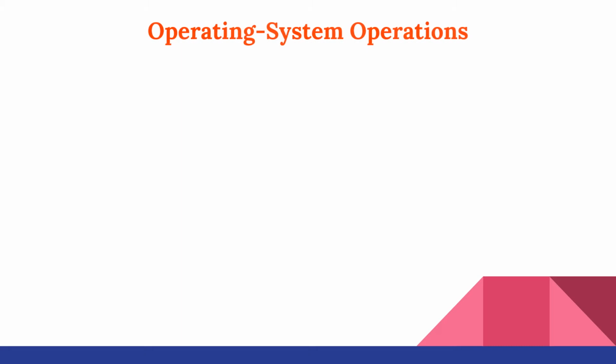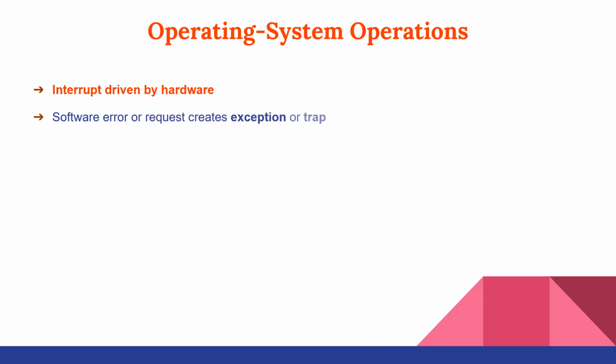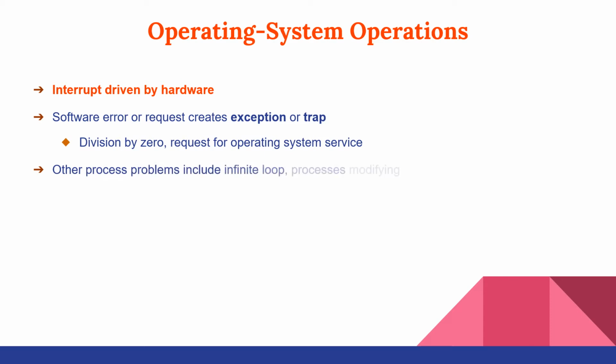The first one is interrupt driven by hardware. In this, the software error or request creates exceptions or trap by division of zero, request for operating system service. Other process problems include infinite loop, processes modifying each other or the operating system.